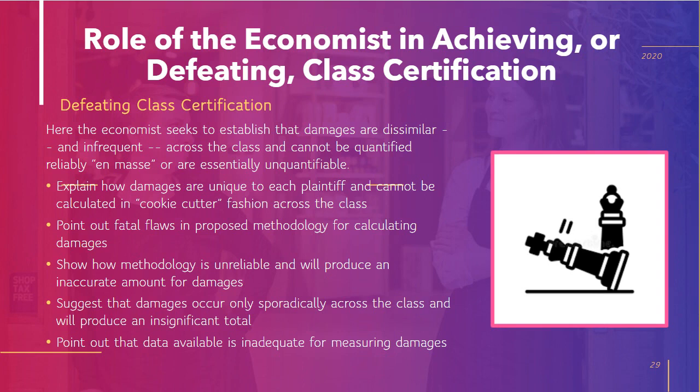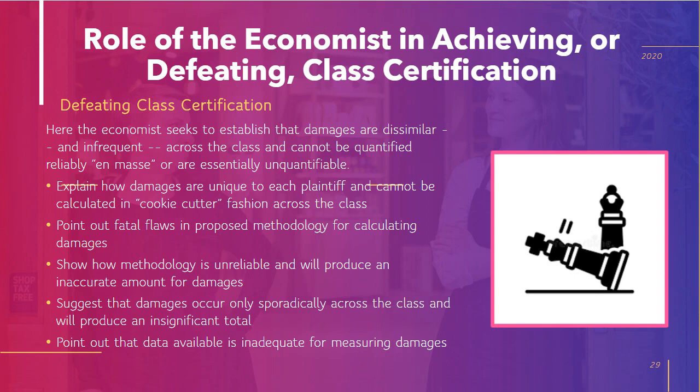The other way to do it is to point out that the proposed methodology for calculating damages is going to come to an incorrect result, or it's unreliable and will produce an inaccurate amount for damages. And then you want to also suggest that the damages occur only sporadically across the class, and it might be every other plaintiff who has experienced a damage, but not everyone, and it will produce an insignificant total and so forth. Or you may want to point out that you simply don't have the data to measure damages and are unlikely to have it even if full discovery is performed. And so it is best that these be tried as individual cases.